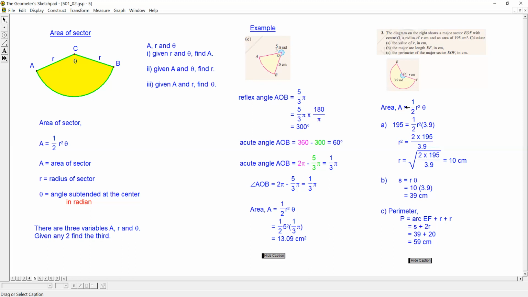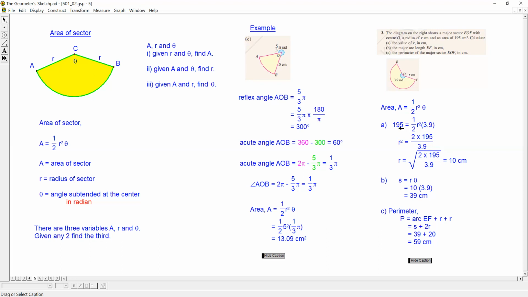Right? So what is the number? Area 195. Radius, don't know. Angle 3.9. Just put inside. So the rest you have to know how to change the subject of the formula. So I make r square the subject of the formula. So r square is 2 times 195. The 2 bring on the other side. 2 times 195, then divided by 3.9.